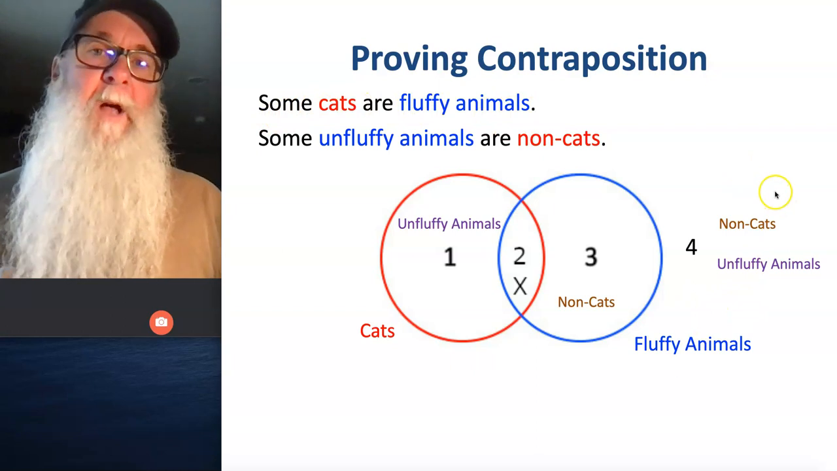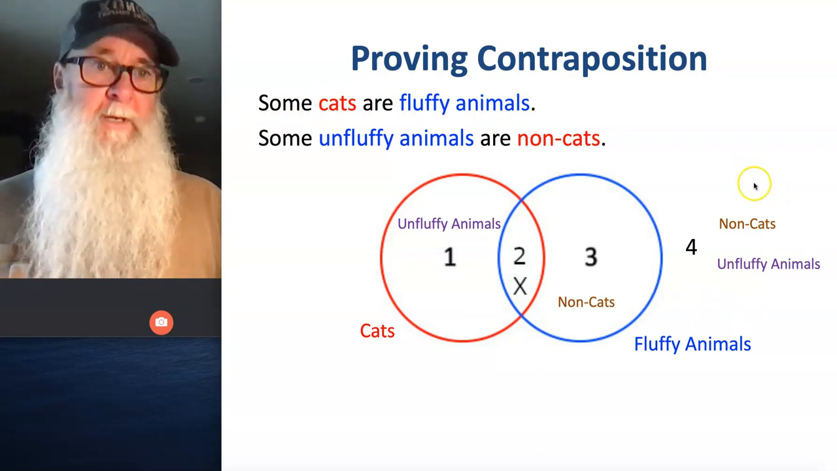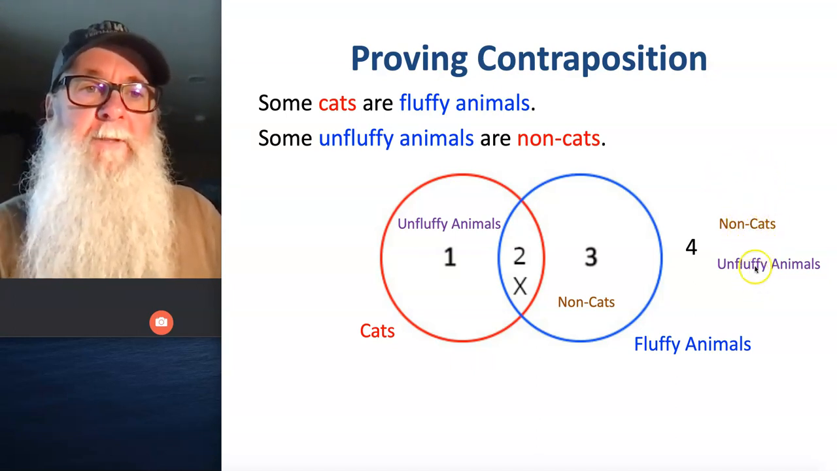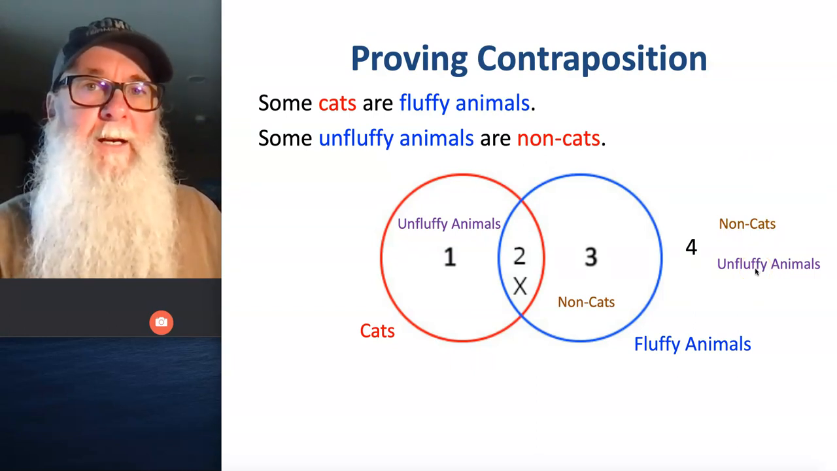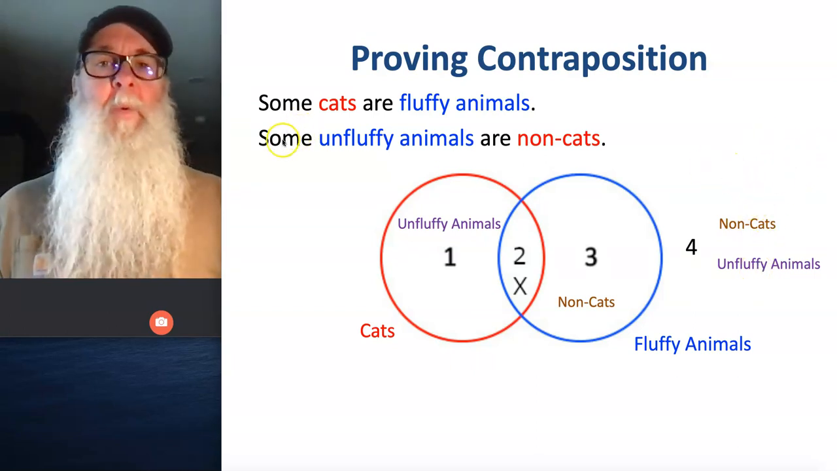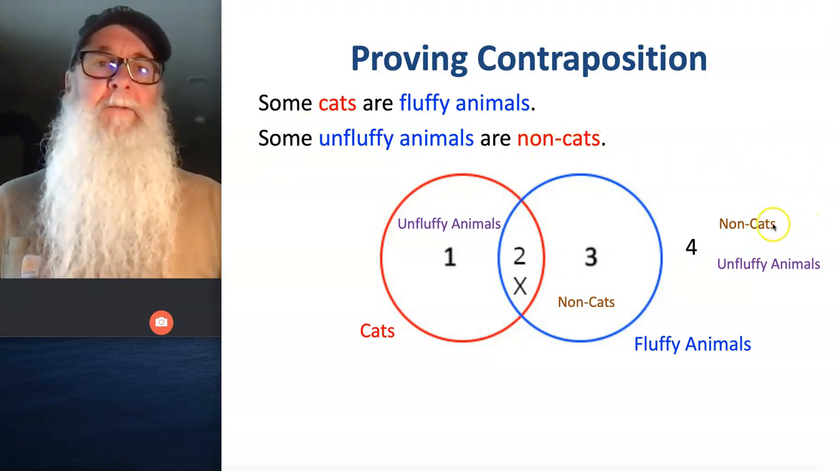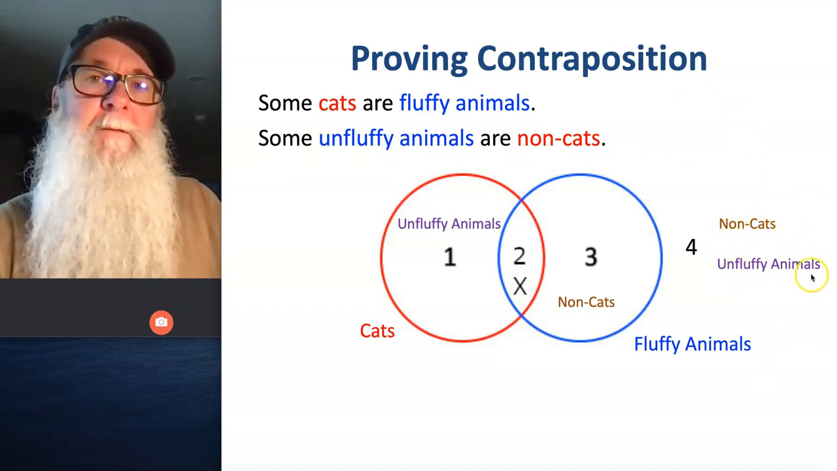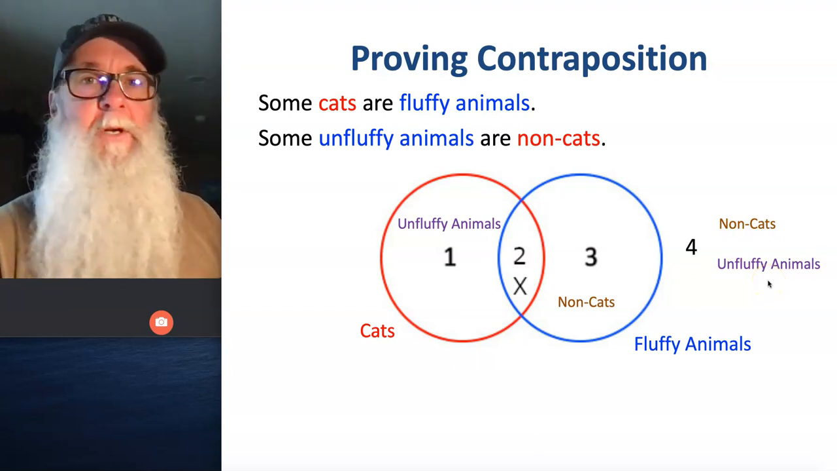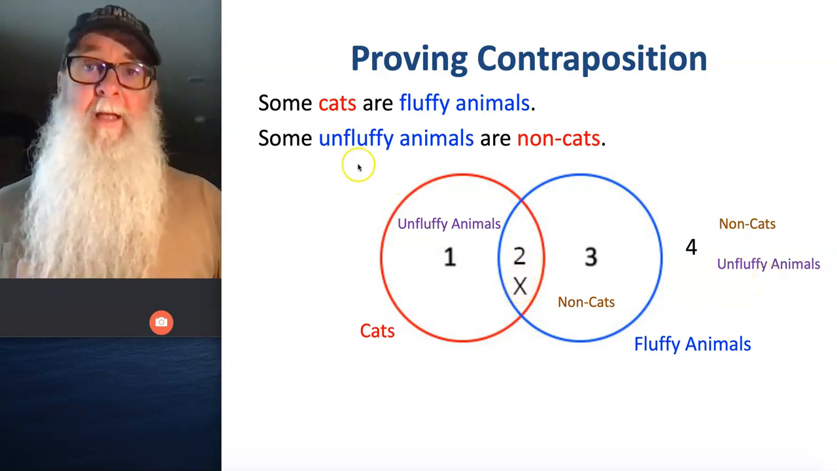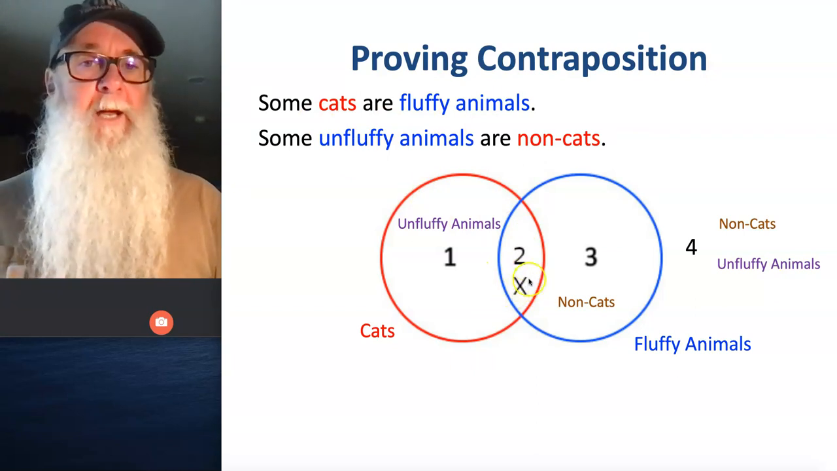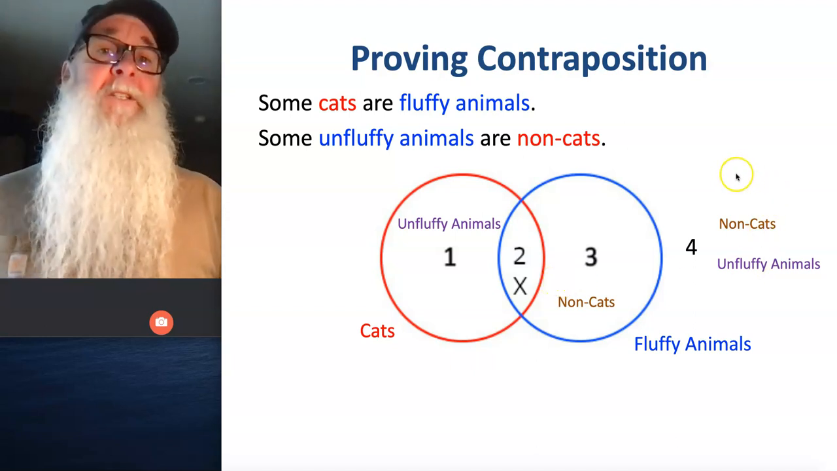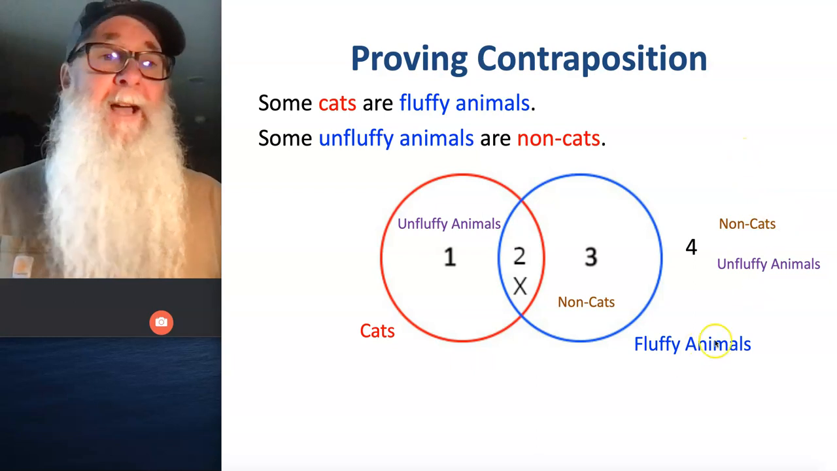But if it was the case that some unfluffy animals are non-cats was true, or we were trying to represent that, we'd have to put an X out here where all the non-cats and unfluffy animals are. But there's no X there. And because there's no X there, we don't get to say some unfluffy animals are non-cats. We don't know if there's anything actually out here in area 4 that pertains to non-cats and unfluffy animals. Okay? So these two statements don't have the same meaning. In this diagram, I can be certain that some cats are fluffy animals because I see this X right here in the common area between my cat circle and my fluffy animal circle. But I don't know if there are some unfluffy animals that are non-cats out here because I don't see an X.